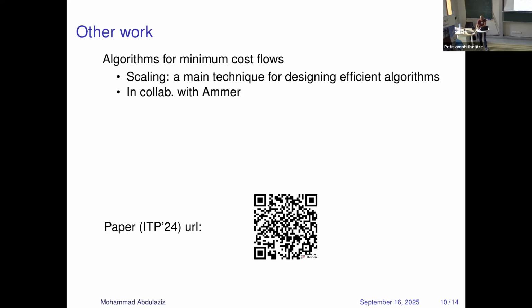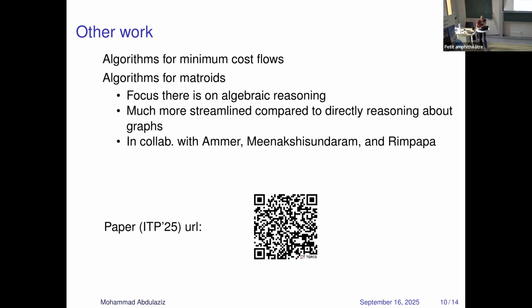And this algorithm uses a technique called scaling, which is used in other algorithms, like used to design the fastest algorithms for other problems, not just minimum cost flows. So for matching, there are very fast algorithms with scaling. So that's another thing that we did in this library.